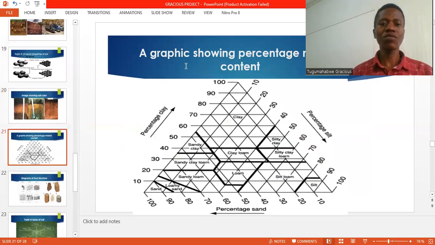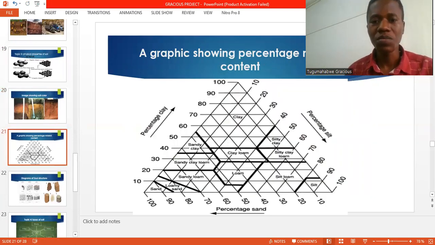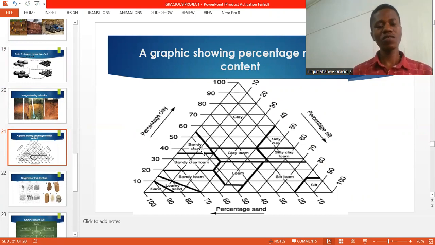I can also bring a graphic showing percentage mineral content. So this is a graphic also showing the mineral content. I can bring this illustration or visual aid when explaining the different variations in the percentage. We can see the percentage of clay. I can see the percentage of silt. Can show them the percentage of sand. So I can bring them when explaining about those mineral contents that are found in the soil.